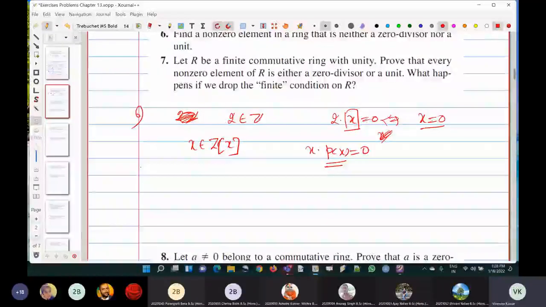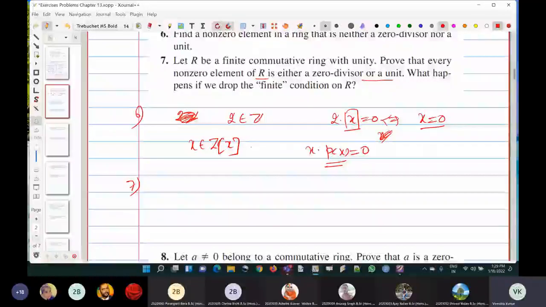Question number 7. Let R be a finite commutative ring with unity. Prove that every non-zero element of R is either a zero divisor or a unit. So how important are zero divisors and units. Any element cannot be both, I think. In a finite commutative ring, they are telling us that it is either a unit or a zero divisor. Okay.